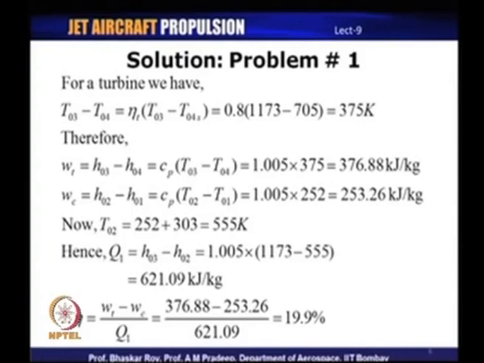19.9%. So, this Brayton cycle has an efficiency of 19.9%, that is, it can convert just about 19.9% of the heat input to net work output. So, this solves one part of the problem. Now, the next part of the problem is to see what happens if we use a regenerator. Do we get an increase in efficiency? If so, how much improvement do we get?